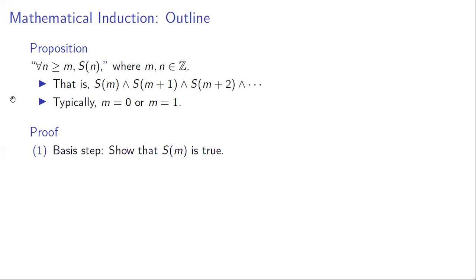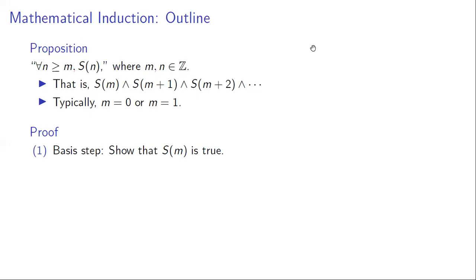We're going to have two parts. Part one is what we're going to call the basis step, and that's going to be the easy part. Part one is show that S(m) is true. In other words, show that this thing is true for the beginning, for m. Show that S(m) is true. That's the basis step.